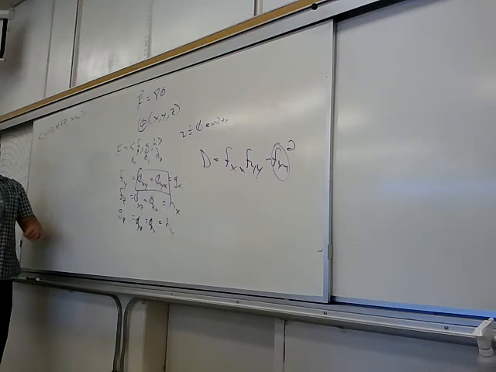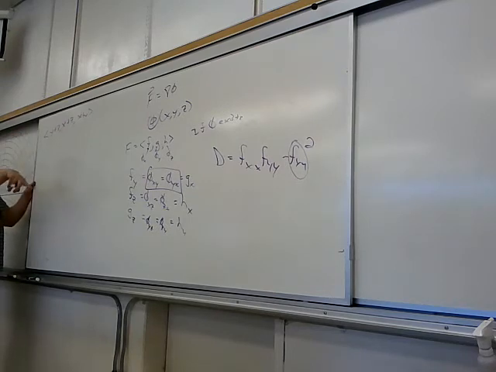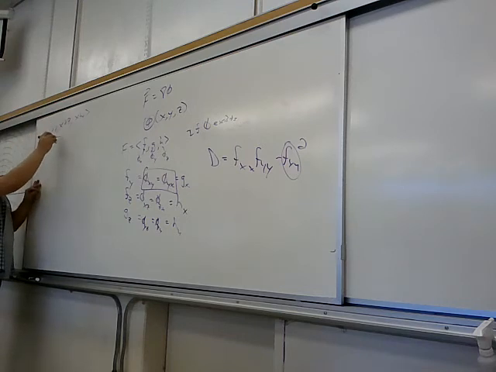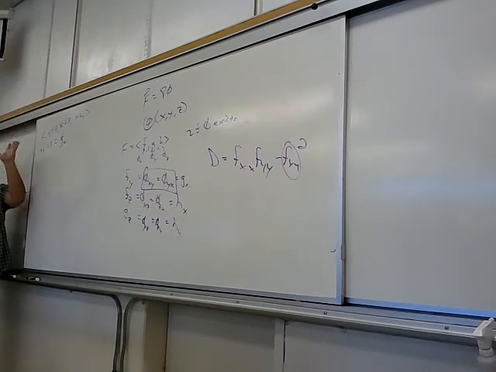Believe it or not. So what do you guys get for all these partials? fy is 1, right? And that's equal to gx. Gx is 1, and so forth. Everything's 1. You with me?